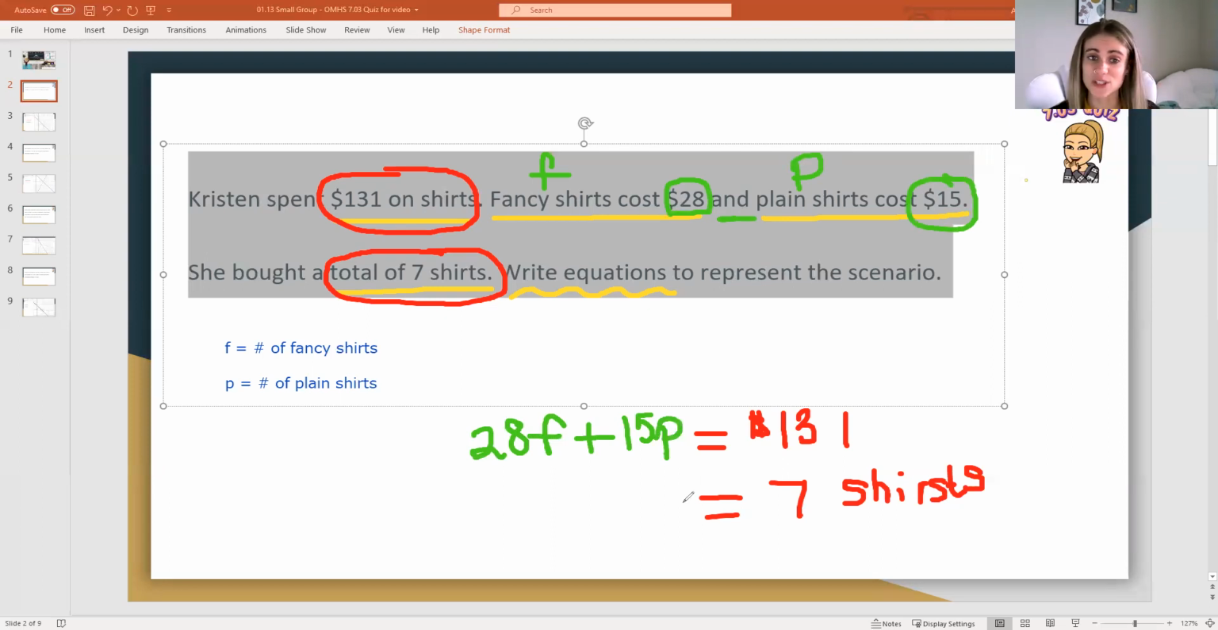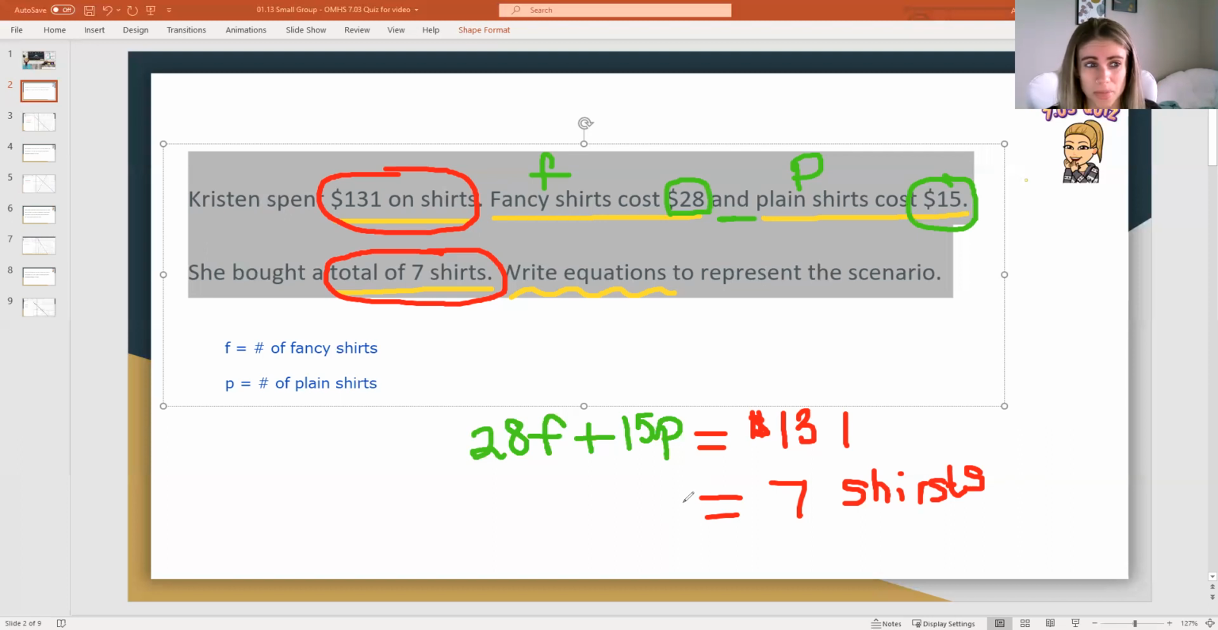And I can double check this equation by making sure my labels match. Well, I have $28, which is money, plus $15, which is money, equals $131, which is money. The labels match all the way across, which means they belong together. That's a good equation. Now, for my second equation, I'm out of information. I'm out of numbers. I already used up all of my numbers.